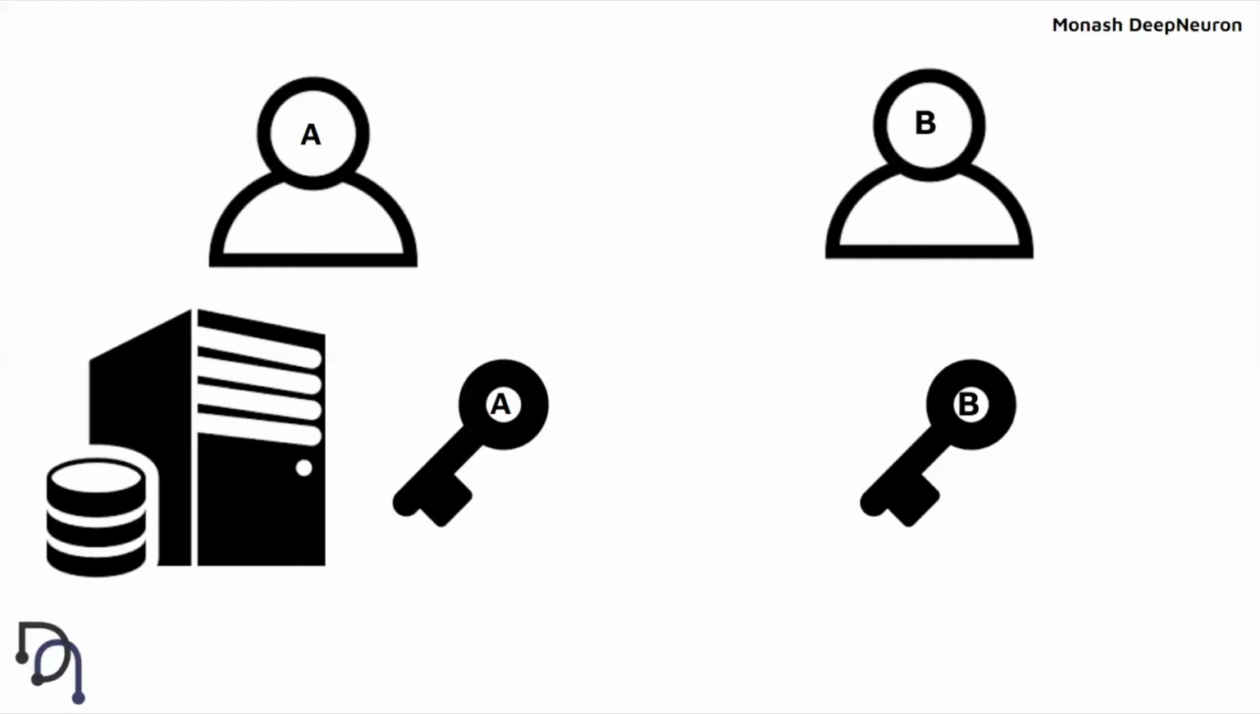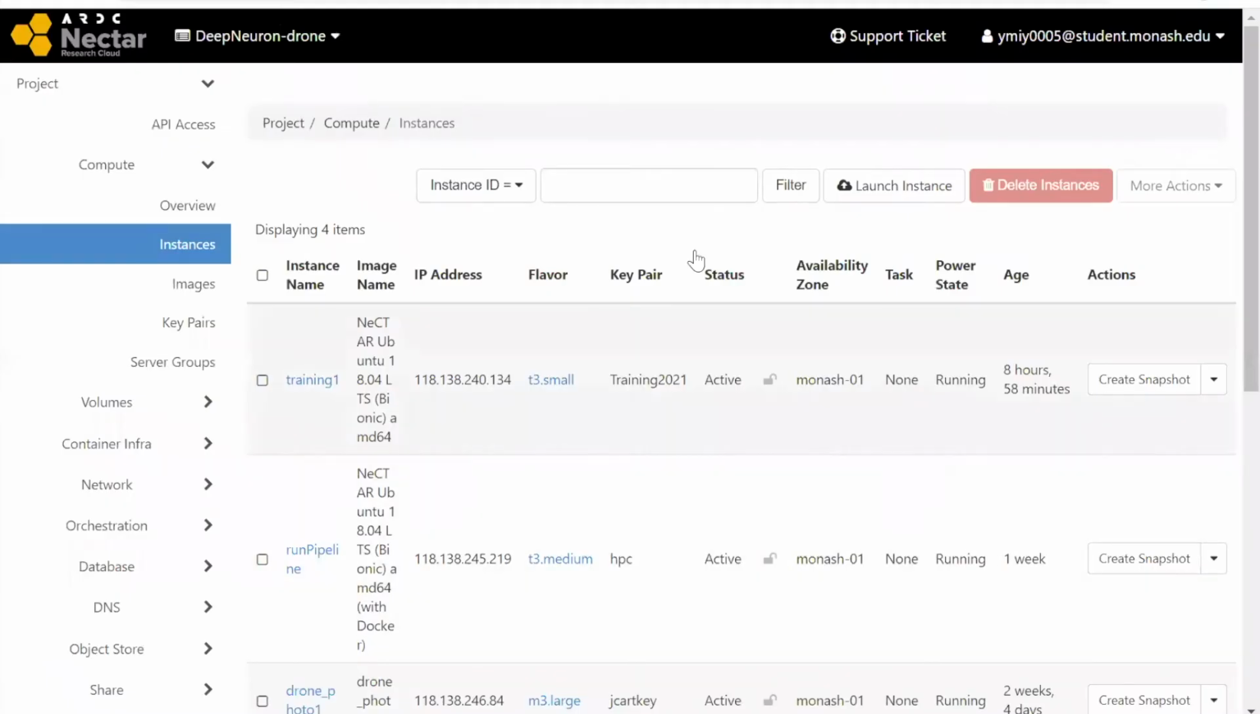And now let's move on to Nectar, and I'll show you how it's done on Nectar Cloud. I'm going to use an instance called training 1 here. And as you can see, the corresponding key pair is called training 2021. And what I'm going to do now is create a new key pair, and I'll use that key pair to log into this training 1 instance.